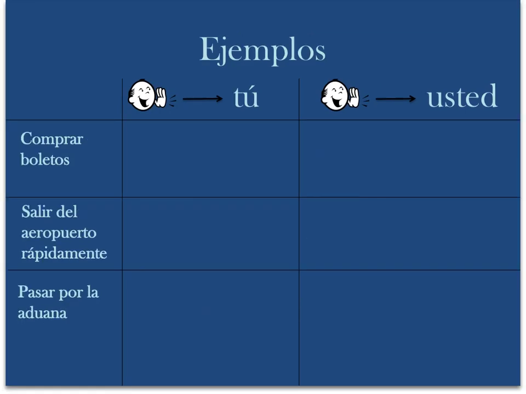Here are some examples for you to try on your own. For comprar boletos, first put it in a tú command, then in an usted command. Salir del aeropuerto rápidamente, tú and usted. Pasar por la aduana, and put it in a tú and an usted command. If you want to switch it up and make one or two of the tú ones negative so that you can get the hang of also the negative tú commands and not just affirmative, that's good. But really just give it a good practice of contrasting between the tú form and the usted form in the imperative.